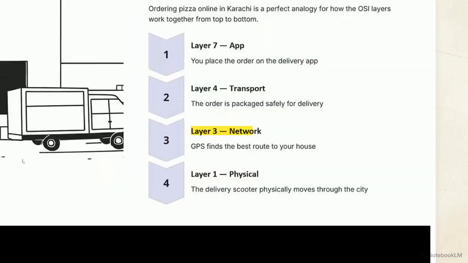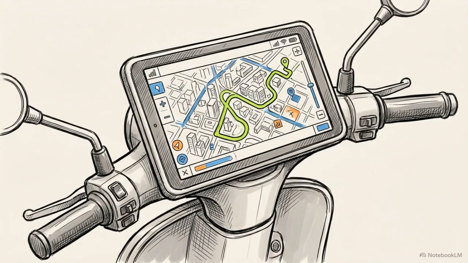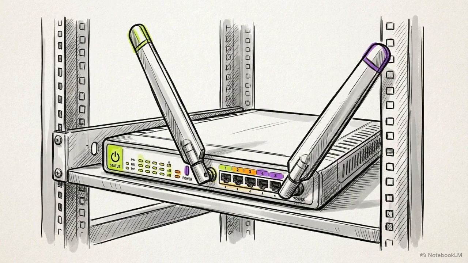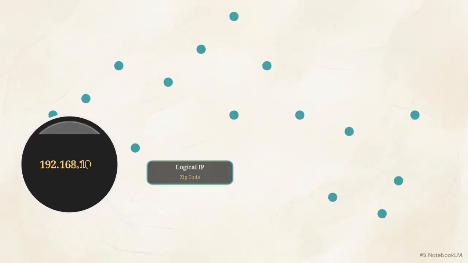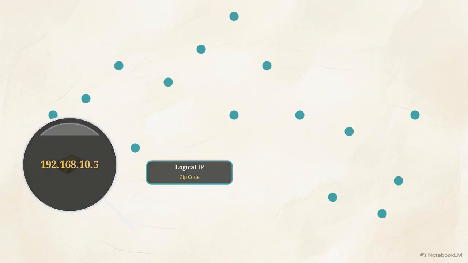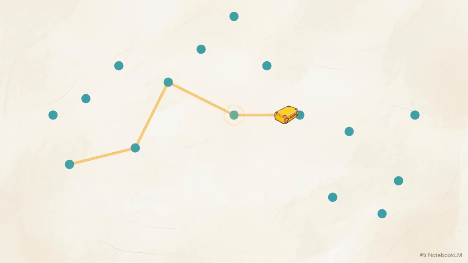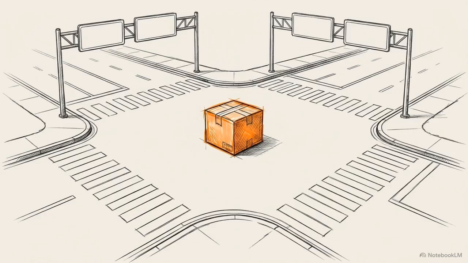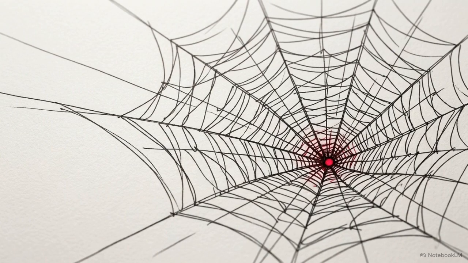Right below that is layer 3, the network layer. Now the pizza is boxed, but the driver needs to know how to get to your house. This layer acts as the GPS, calculating the best possible route through the city to reach your exact address. In the real world, the specific piece of hardware that does this job is called a router. A router reads logical IP addresses, which function just like postal zip codes, to navigate your data across different cities and entirely different networks. Without this routing step, your data packets would wander blindly. They would get lost in the massive global internet, completely unable to find the network they actually belong to.